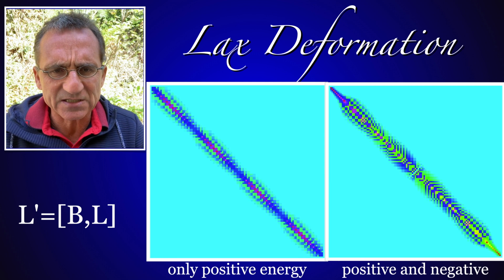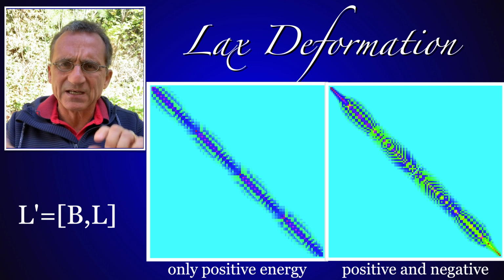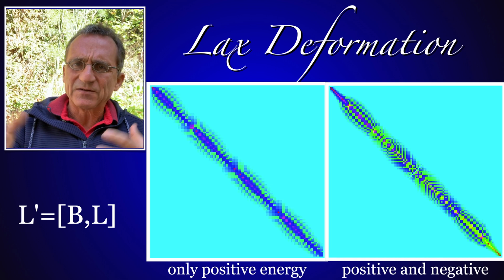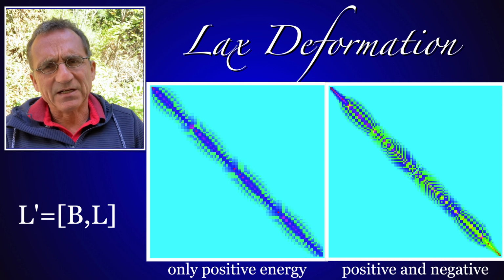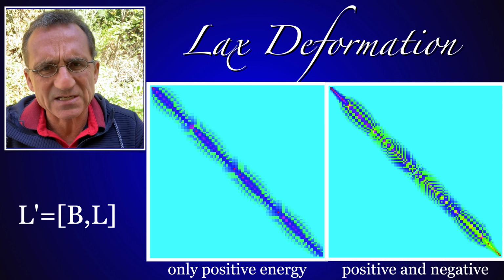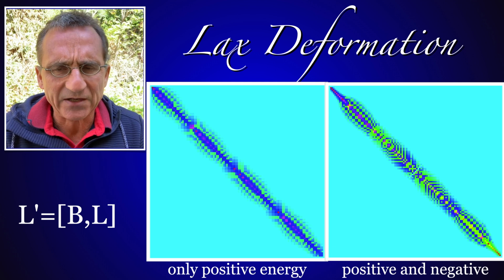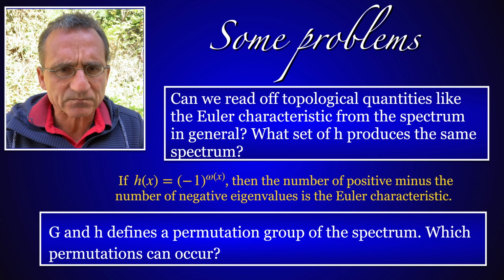So here is just a little animation which shows what happens when we take H positive valued only, or H positive or negative valued, and we look at what happens with these matrices. This is unexplored, but it's an integrable system. Eigenvalues are integrals of motion.